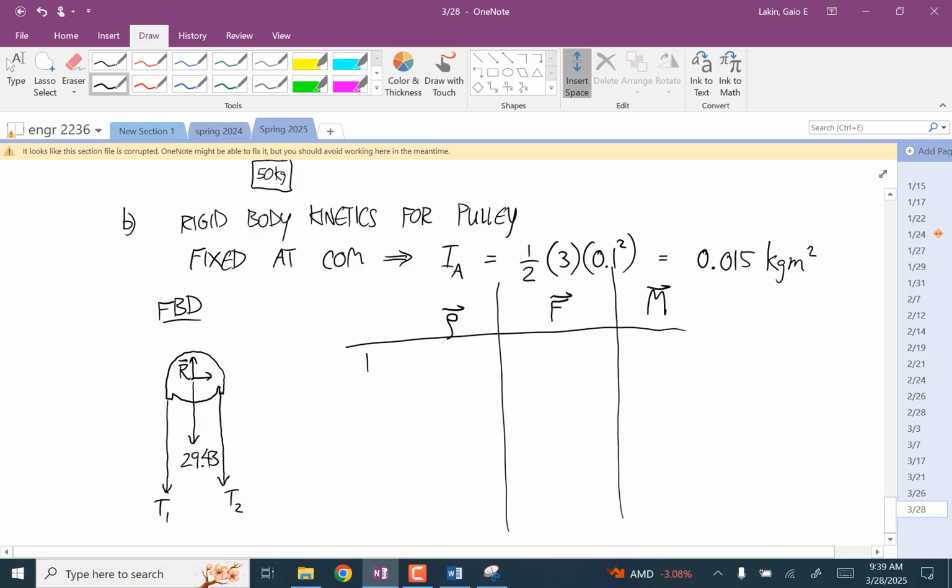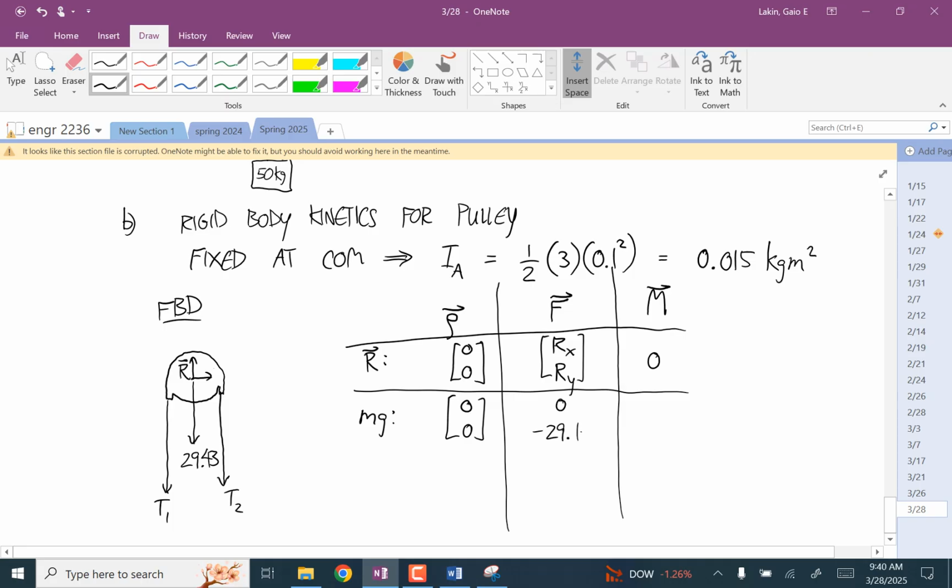I'll start out with R. That's a warm-up one. That one's easy. What's the vector from the about point to where the force R is applied? Everyone's like, I'm not answering that. That's stupid. It's 0. The force is R_x, R_y. Cross product is 0. Same with the weight force. That is the same about point, same r vector. Zeros. The force is 0, negative 29.43. Cross product is 0.